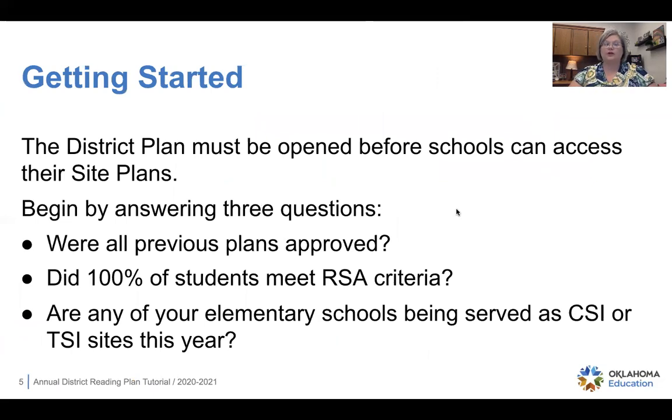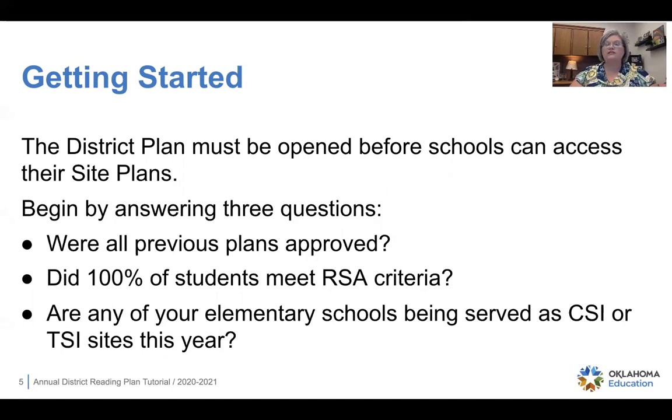So as we get started, when the district opens up, either that district user or the superintendent has to start the plan before the site plans can be accessed to be filled out. So the district plan has to be opened, and the first thing that that district user or superintendent will see are 3 questions on the screen, and it's basically asking, were all of your previous plans approved? All of our districts should be able to answer yes to this first question. There are not any plans that we have not previously approved.